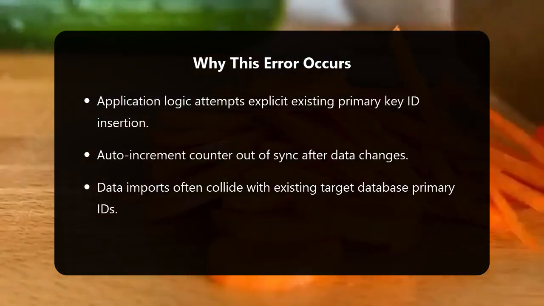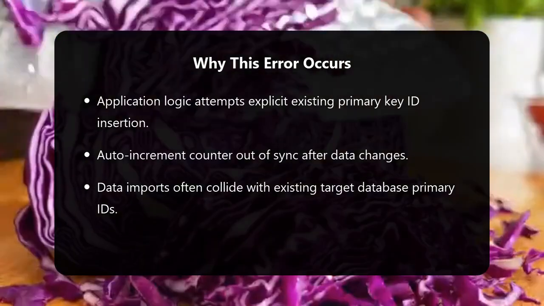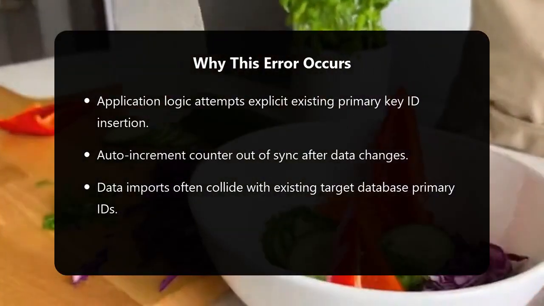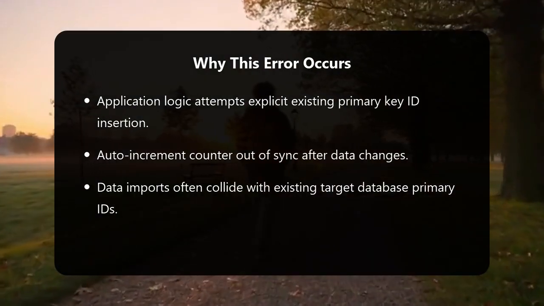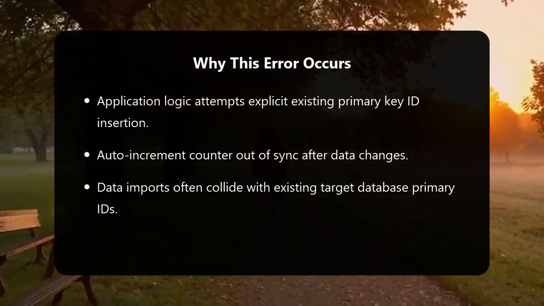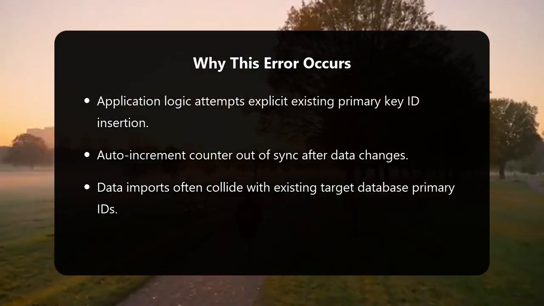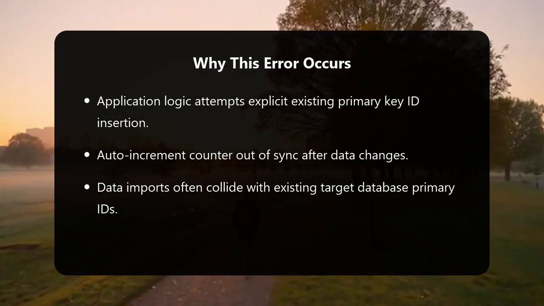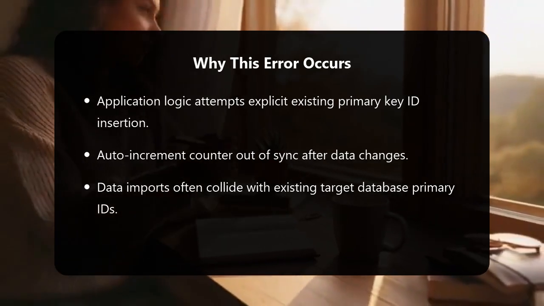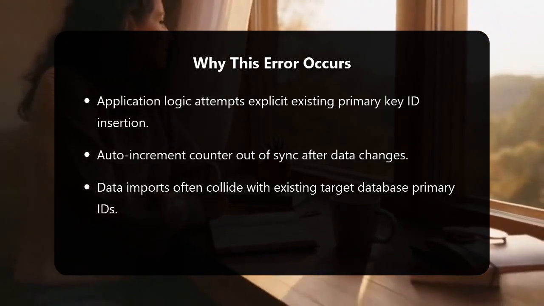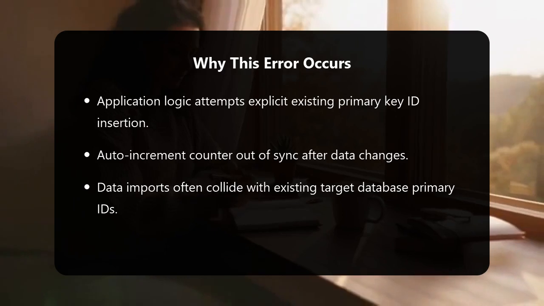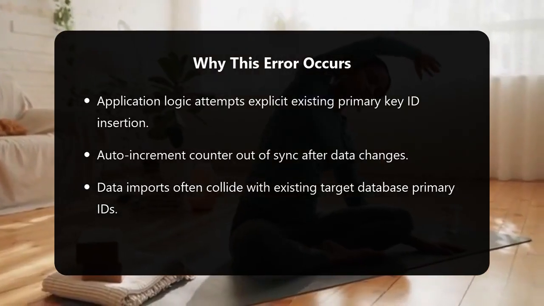For instance, if you manually insert a row with ID equals 100 and then delete a row with ID equals 5, the auto-increment counter might still be at 101. But if it was somehow reset to a lower value, say 5, and you then try to insert a new row without specifying an ID, MySQL might attempt to use ID equals 5, which is already taken, leading to this error. Similarly, if you've manually inserted rows specifying their primary key values, you might inadvertently reuse an existing key.